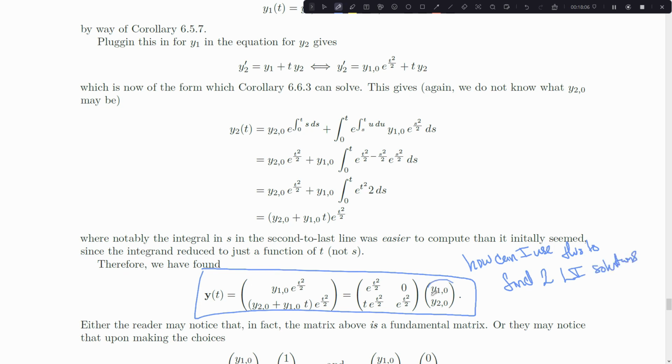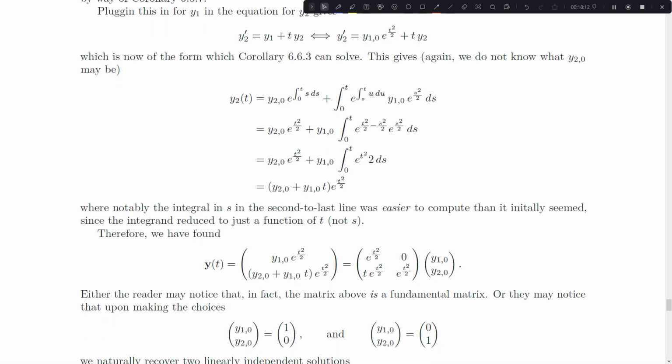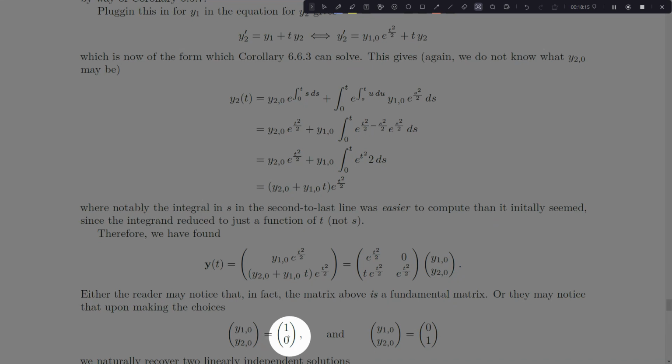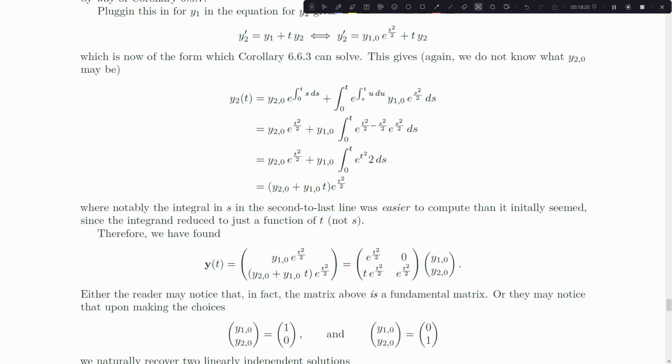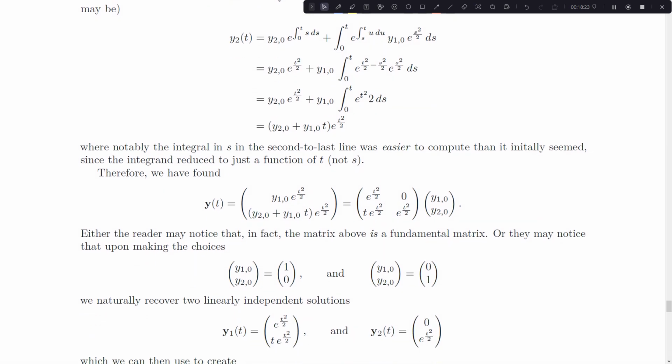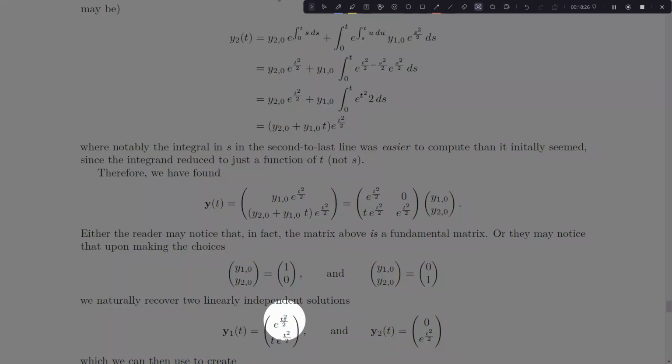Well, what I can do is choose special values for y10 and y20. In fact, I'm just going to choose the very useful examples, 1 over 0 and 0 over 1, as my inputs here. And those give me the two linearly independent solutions. y1 is e to the t squared over 2, and t e to the t squared over 2. That's just me using this one. So if I plug this in for up here, I'm just taking the dot product across there, and I get the first column. There you go, y2 is 0, e to the t squared over 2.